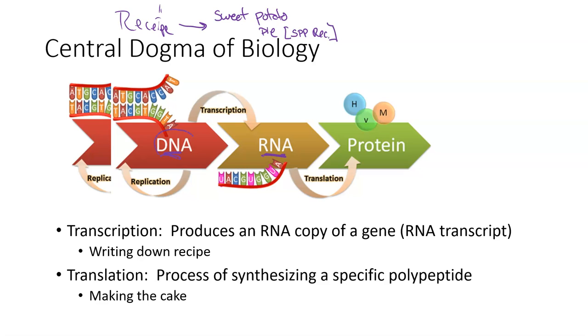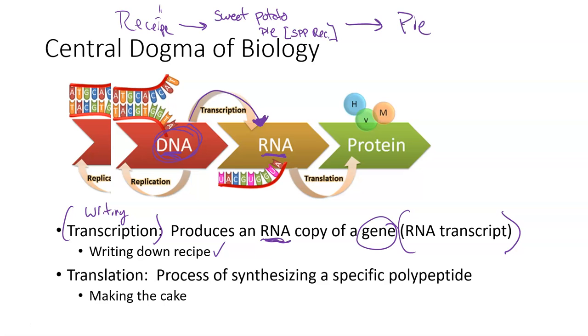You have a lot of information in this big recipe book, but you want to take out just the message or just the RNA that you need to make that one recipe. That's what transcription is. Transcription means writing. It literally means writing. So as we produce an RNA copy of the gene we want, we call that an RNA transcript. That's going to be like writing down that sweet potato pie recipe. Wonderful. So now we have our sweet potato pie recipe. From there, we want to actually make the pie, right? The recipe is going to be words. You know how to write.